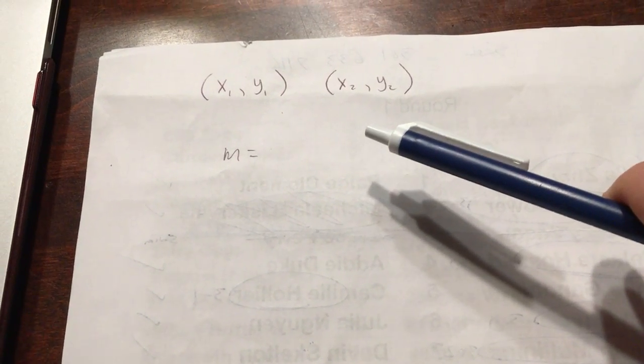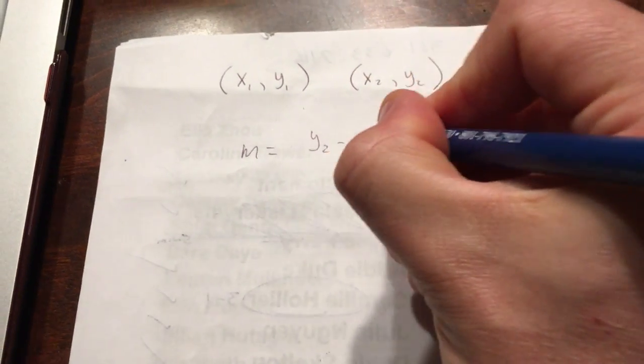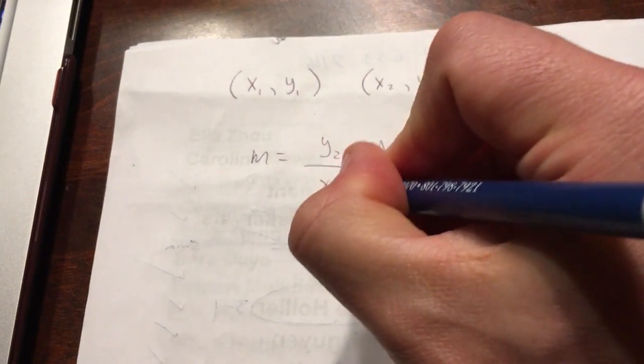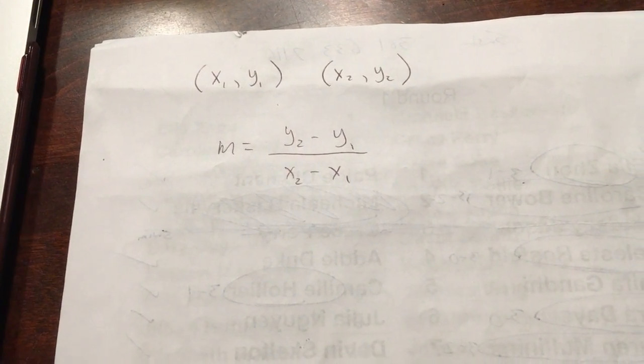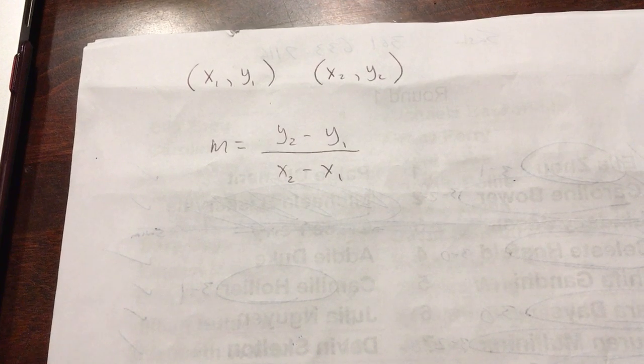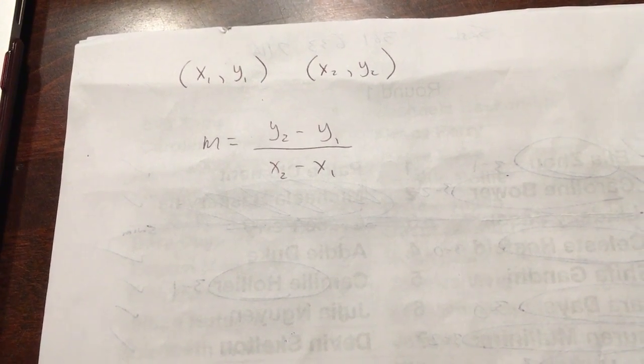Does anyone remember the slope formula? If you have it, think about it. I'm about to go over it in a second. Remember the slope is y2 minus y1 over x2 minus x1. You subtract those, and that will give you your slope.